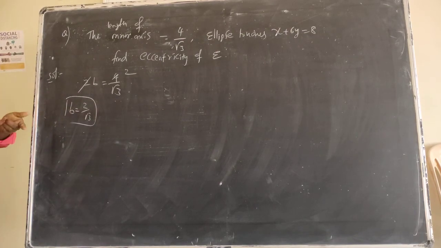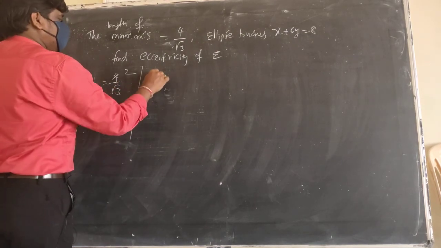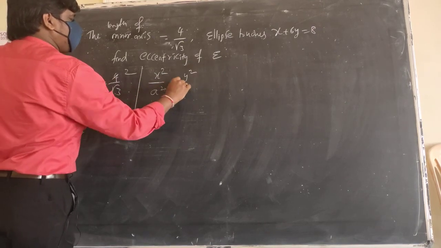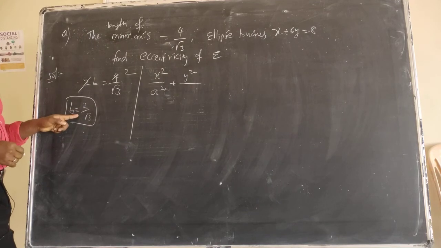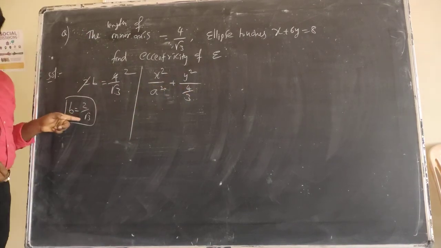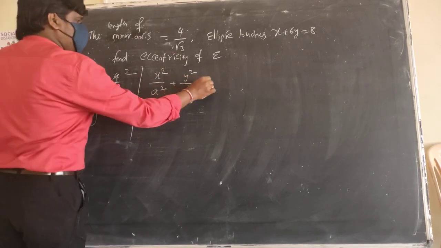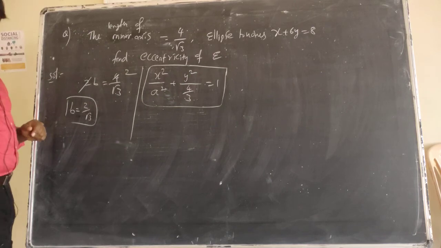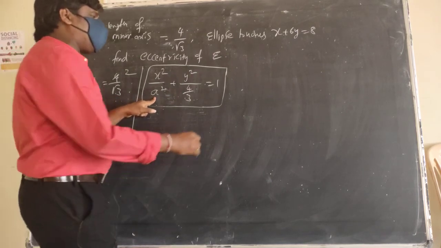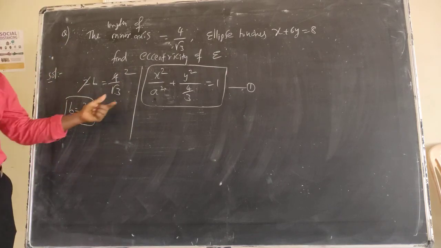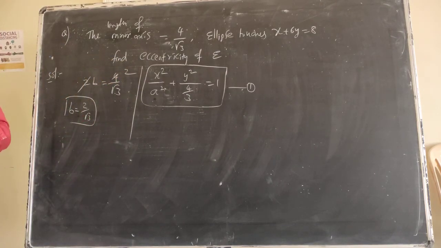What is the equation of the ellipse? Equation of the ellipse is x square by a square plus y square by b square is equal to 1. b square you got, so b square will be what here? 4 by 3 you get. Okay, this is the equation of the ellipse. But I have to get a right now. My target is to get a. Because I got b, I need to get a. Then I get the eccentricity of the ellipse.